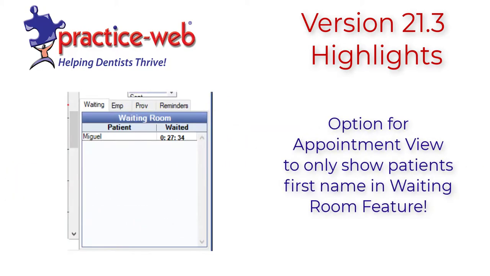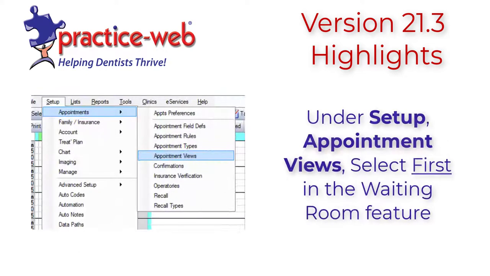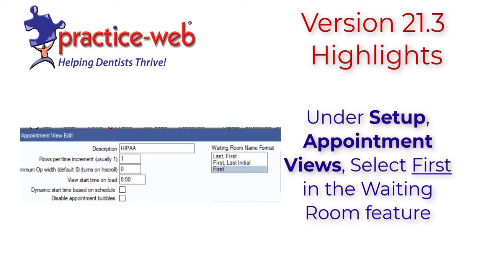You now have more security in the Appointments module for computers that may be visible to patients. You can set up the waiting room feature to only show the patient's first name. To set this up, go to the Appointment View Setup and then select First in the Waiting Room Name Format option.